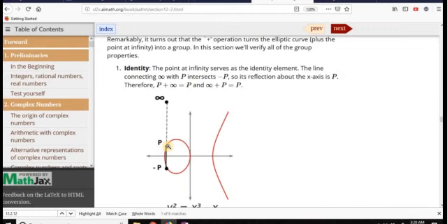On the other hand, if I take this point P and I take this point, which is the reflection down here, then the line takes me out to infinity. So this is actually the inverse of P. So you can think about that, but the upshot is that you do have an identity and an inverse related to this point at infinity.